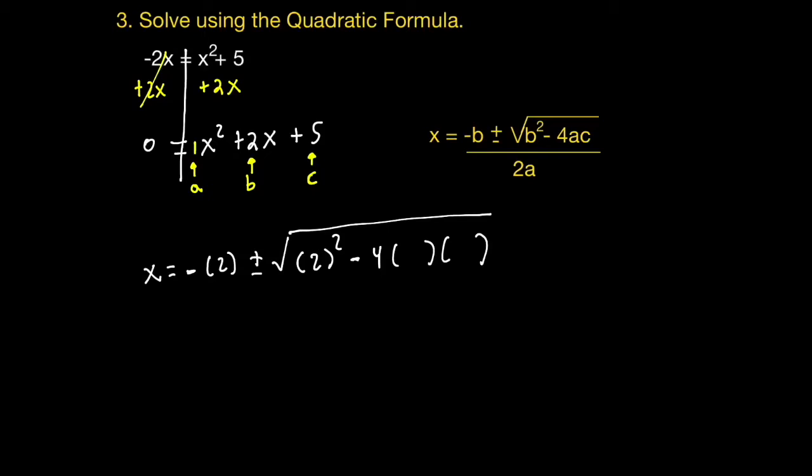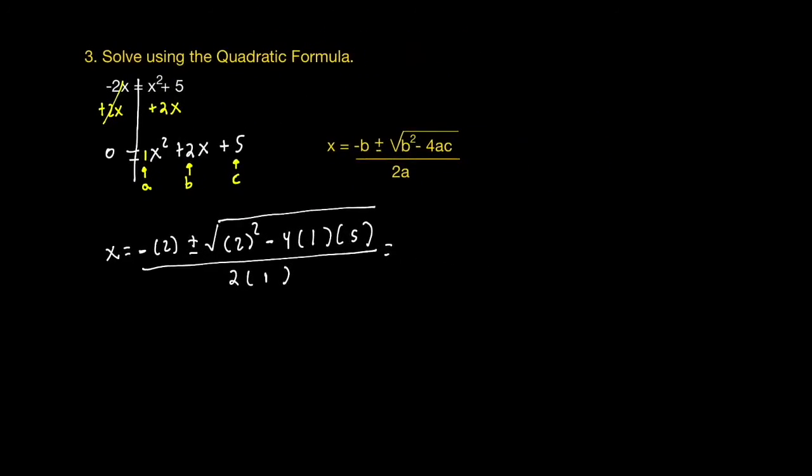A is 1, and c is 5. We will divide all of this by 2 multiplied by a, and reminder that a is 1. This will simplify to negative 2 plus or minus the square root of 2 squared, which is 4. We're going to subtract 4 multiplied by 1, which is 4, and then 4 times 5, that's going to be 20. On the denominator, 2 multiplied by 1 is going to be 2.